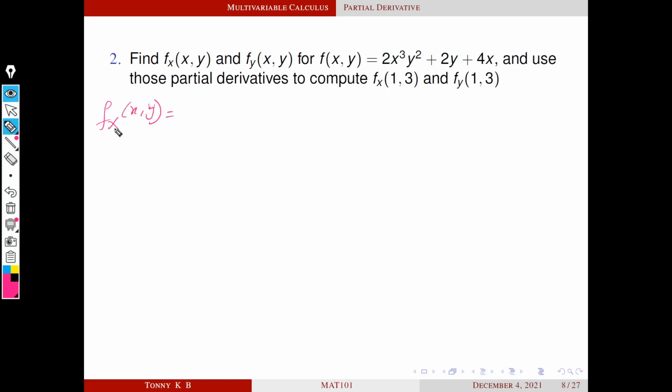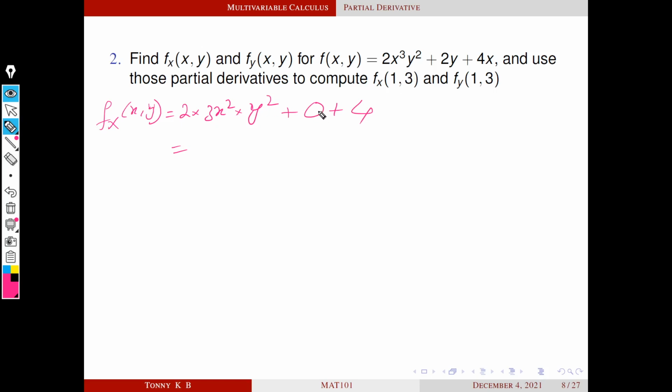Okay, so what is our fx? Fx means you simply differentiate this expression by treating y as a constant. That's all. So you can think of 2y² as a constant, like a number. So what is the derivative? Yes, that becomes 2 into 3x² into y². There is no change in y². That's a number, like a 2. Clear? Plus, what about the derivative of 2y with respect to x? Because now we are treating y as a constant, its derivative is 0. And the derivative of 4x with respect to x is 4. So this is the derivative of this expression with respect to x by treating y as a constant.